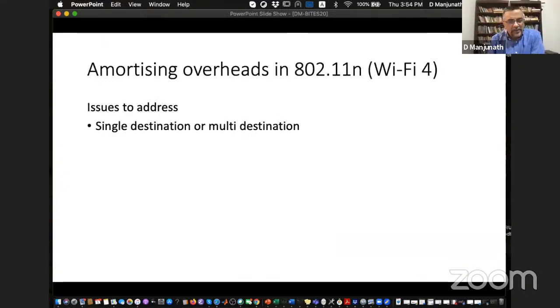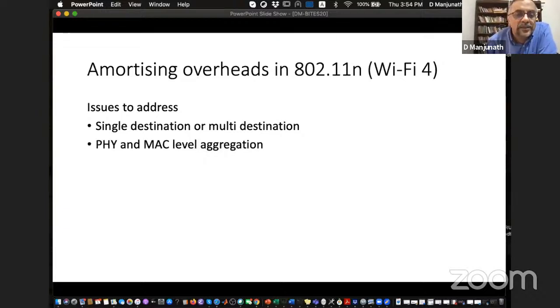Okay. Now, the questions to ask in this case are, should you send to one destination or to multiple destinations? Do you aggregate at the physical layer or the MAC layer? When I say MAC layer, what I mean is that I have to send it only to the same destination. When I aggregate at the physical layer, I could access the channel and use it to send to multiple destinations. The other question is that if there are multiple destinations, the data rate could be different. Should I use the same data rate or can I use multiple data rates?